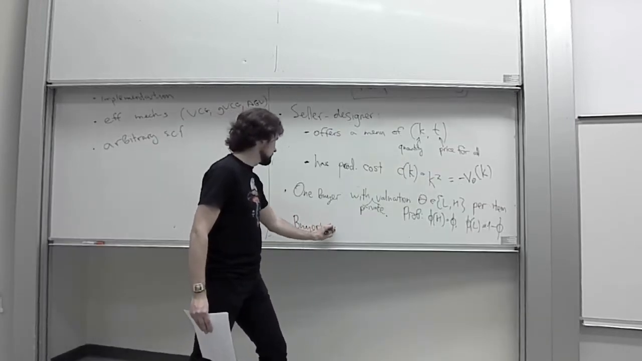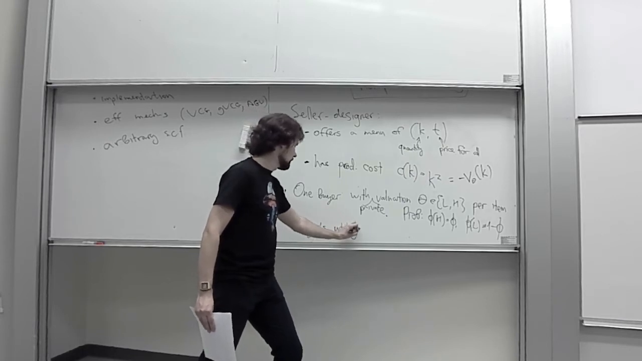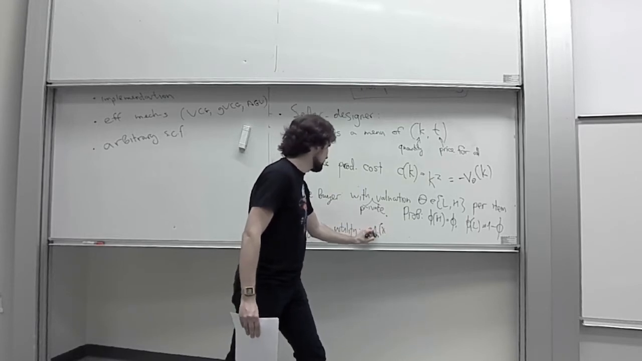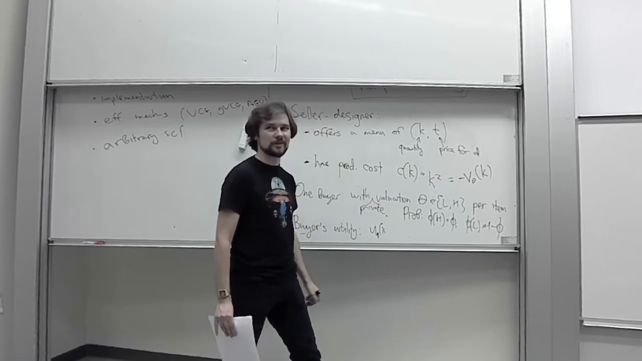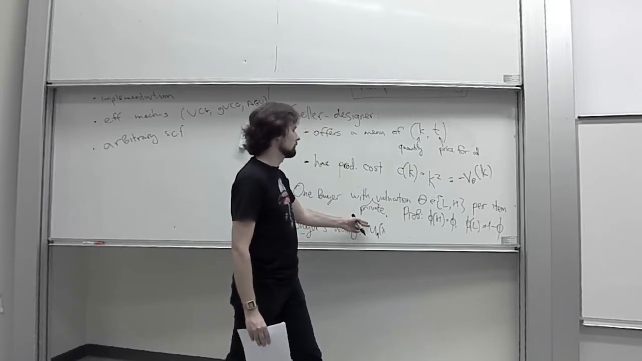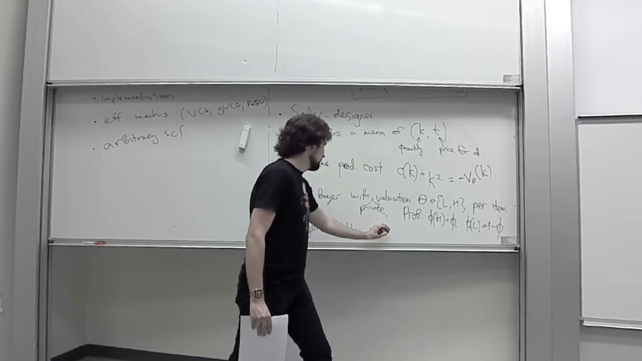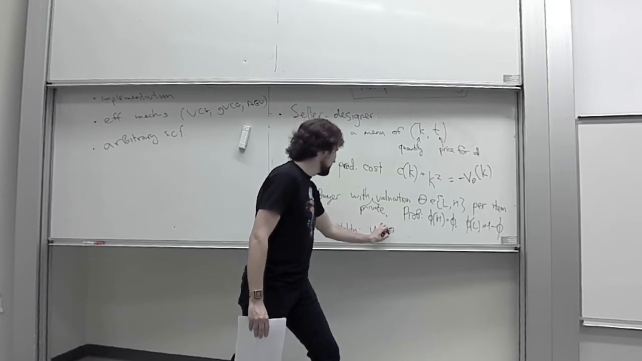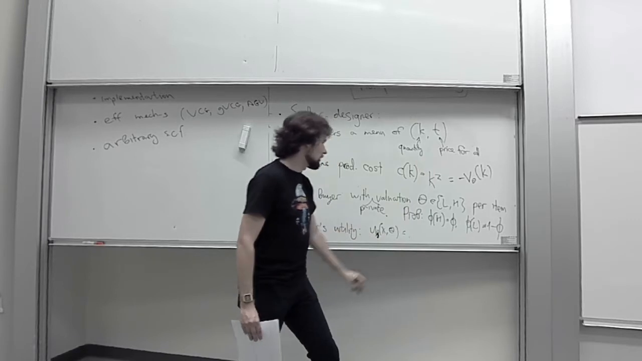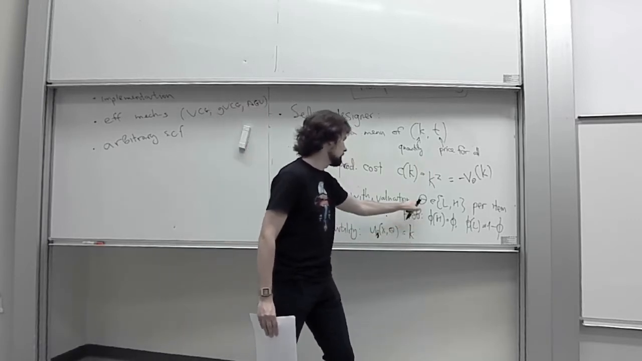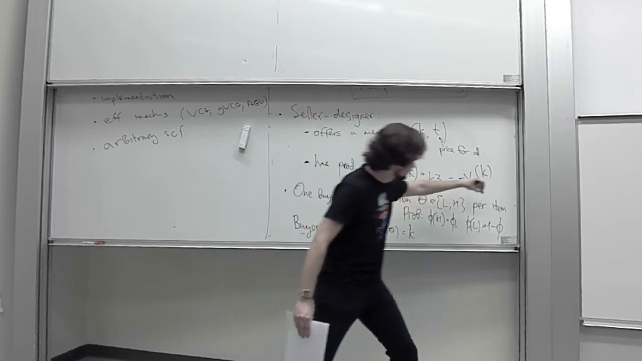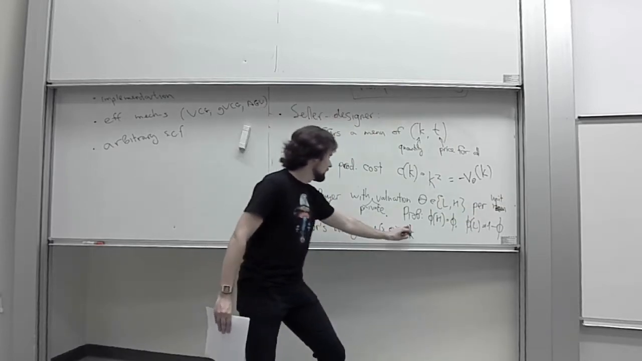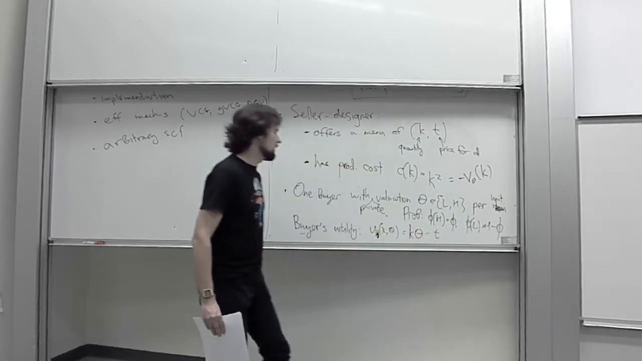Buyer's utility is given by U_B. Let's call it U_B, you can call it U_1, doesn't really matter. You can just call it U if you remember that there are costs. U_B of theta is just quasi-linear. So, as I said, it's per valuation per unit. The utility is k theta minus t.